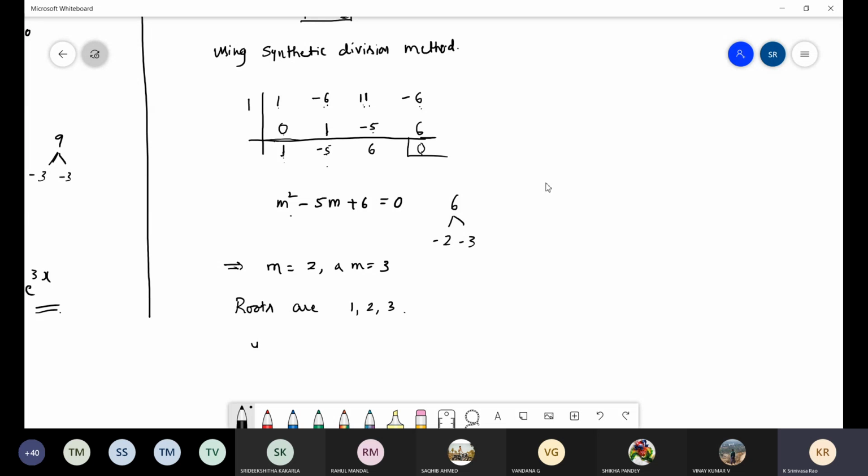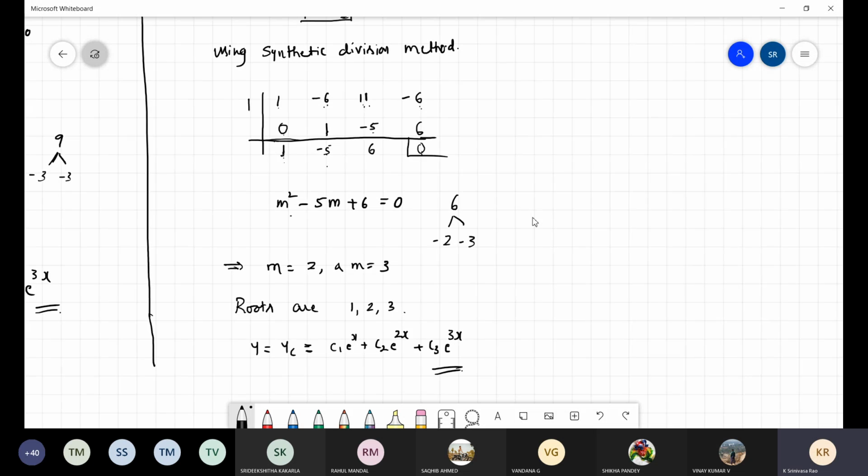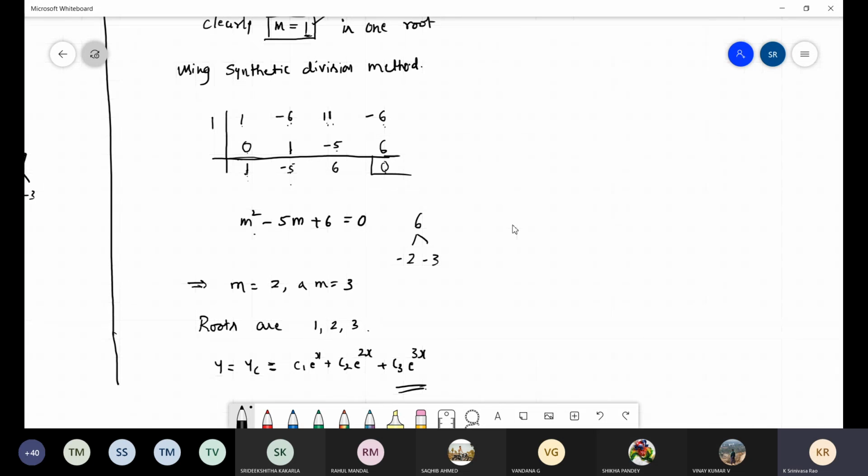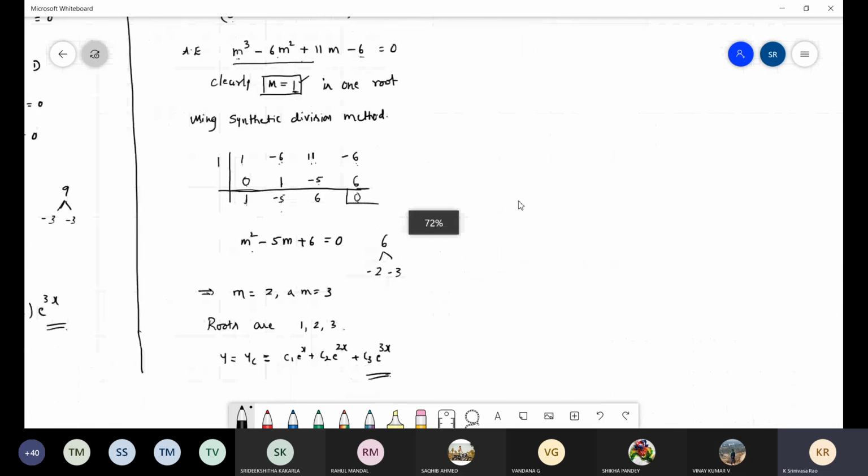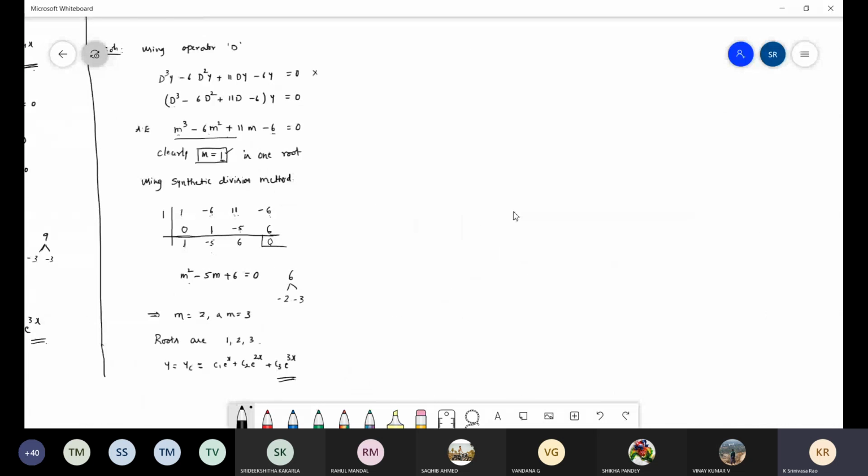Now you decide which case all the roots belong to and what yc is for this. Since all roots are real and distinct, y equals yc equals c1 e power x plus c2 e power 2x plus c3 e power 3x. So this is the solution. I hope you understand. We'll continue again, I will solve some more problems on this cubic higher order, then you will understand easily. I'll go to the next problem.